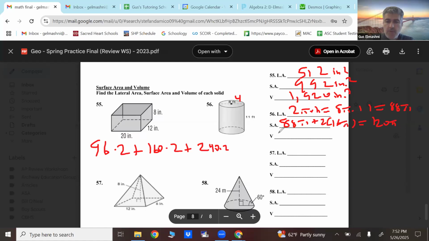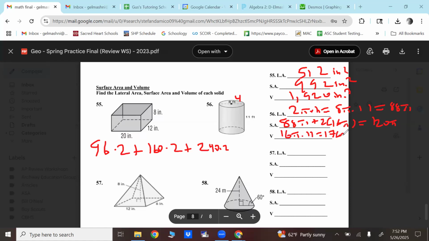Volume is simply pi r squared h. So it's 16 pi times 11. So it should be 176 pi, I think. Yeah, that checks out. Again, don't forget the units. That's feet cubed, feet squared, and feet squared.